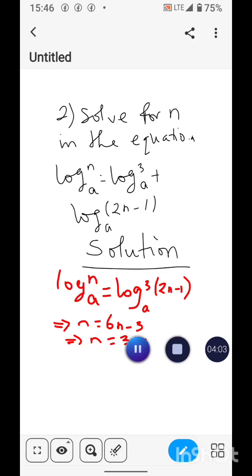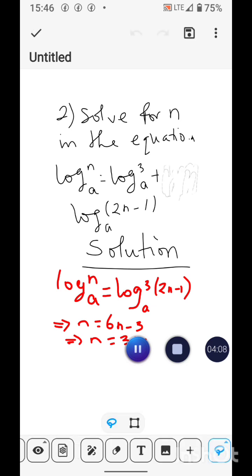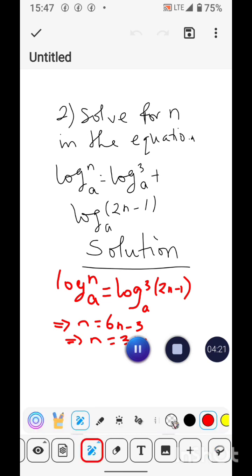Also, if you have question 2 here, to solve this logarithmic equation, solve for n in the equation. Log n base a is equal to log 3 base a plus log of 2n minus log of 2n minus 1 base a. Solution here. The first thing is that when you want to use the laws of logarithm, make sure that the bases are the same. If you look here, the base here is a, the base here is a, the base here again a.